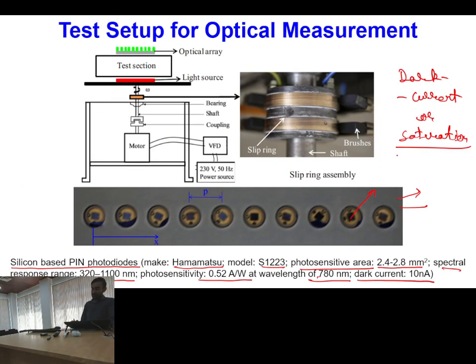Now this arrangement of photodiode can be used in different modes. This can be used in photoconductive mode, and this can be used in photovoltaic mode. Typically in this particular experimental measurement the photodiode is used in photovoltaic mode. Photovoltaic mode is the one used in solar cells. Solar cells generate some voltage corresponding to intensity. So that is called photovoltaic mode.